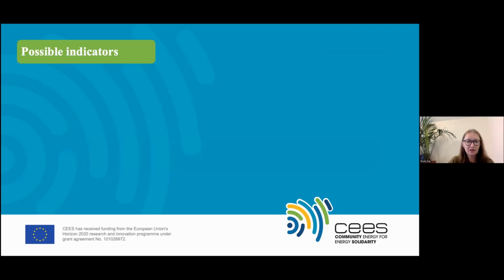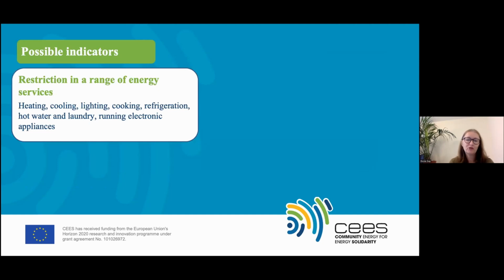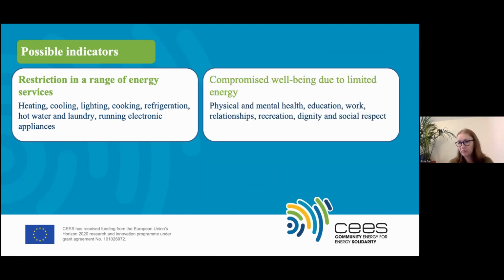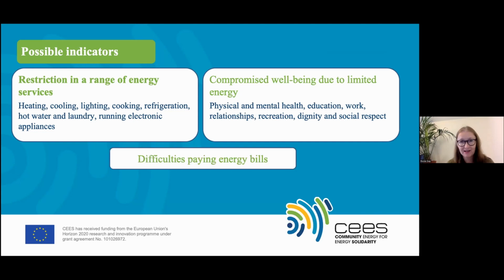And having got this definition, this means that in the project we will be assessing energy poverty through these indicators. So including whether households are restricted in a range of energy services, whether they're experiencing or restricting themselves in heating, cooling, lighting, etc. The multitude of energy services that I mentioned. Also, whether households are experiencing compromised well-being in the sense of capabilities due to their limited energy services. So are they compromised in their physical and mental health, but also in their ability to access education, work, relationships, recreation, dignity, social respect, and so on. And we'll also still be looking at whether households are experiencing difficulties paying energy bills, because obviously affordability is still a really important driver of energy poverty, especially at the moment.